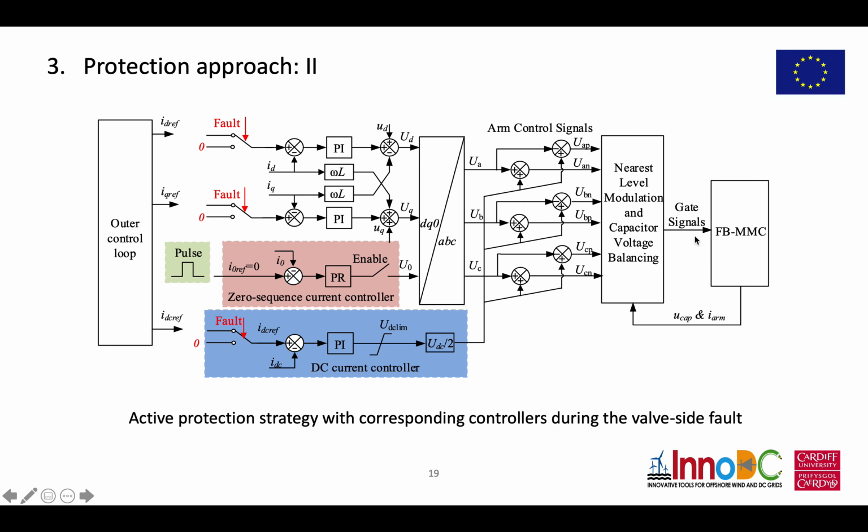This is the control diagram we proposed for the active protection methods. We add another zero sequence current controller here so that the converter can be kept active during the fault. And we also propose a method which is we inject a zero sequence component after the fault to detect whether the fault has been cleared or not.